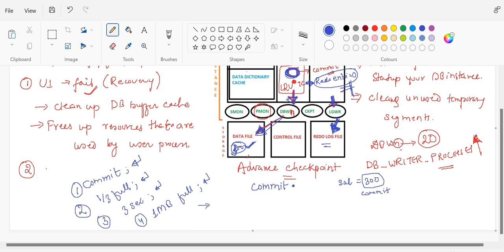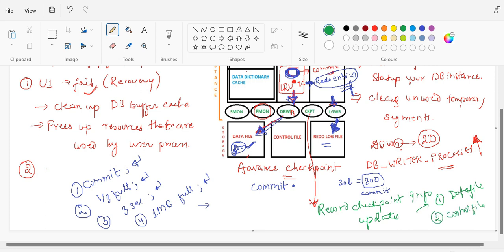And at last we have one more very important background process, that is the checkpoint, and checkpoint can be asked in the interview also. The purpose of checkpoint is very simple. It records the checkpoint information. That's it. It records the checkpoint information and updates number 1, the data file header, and number 2, the control file.